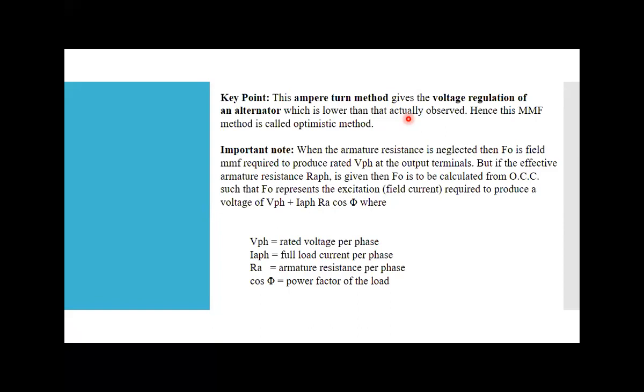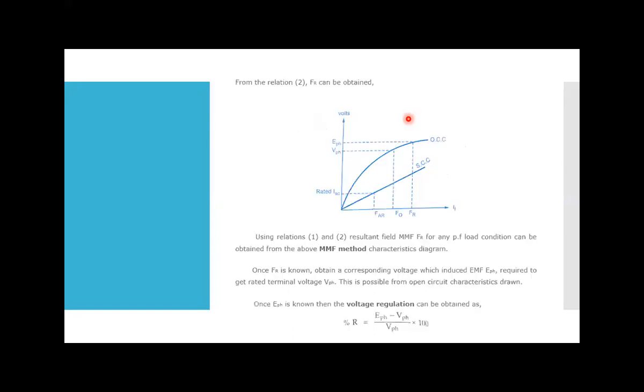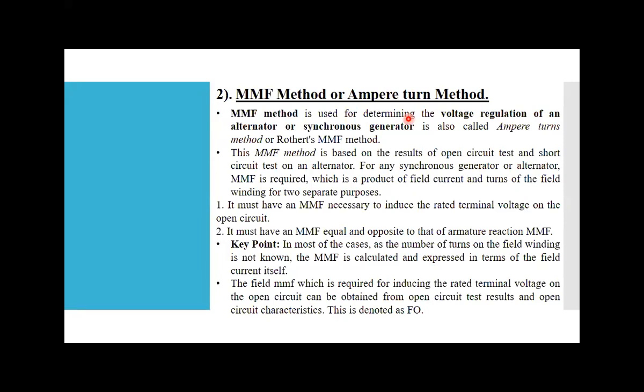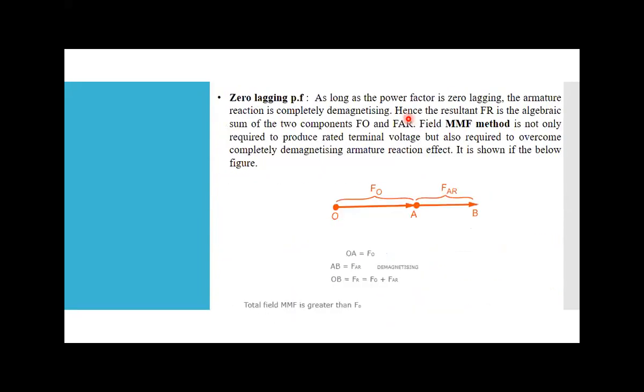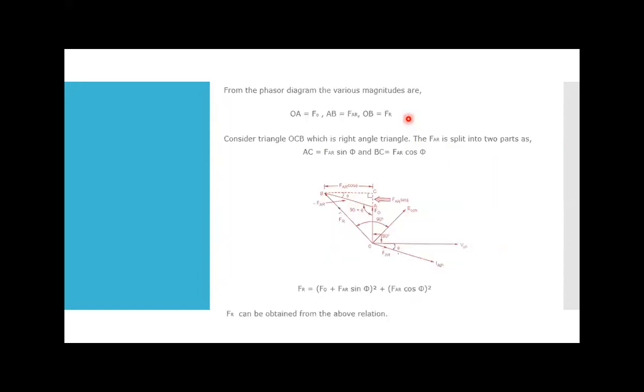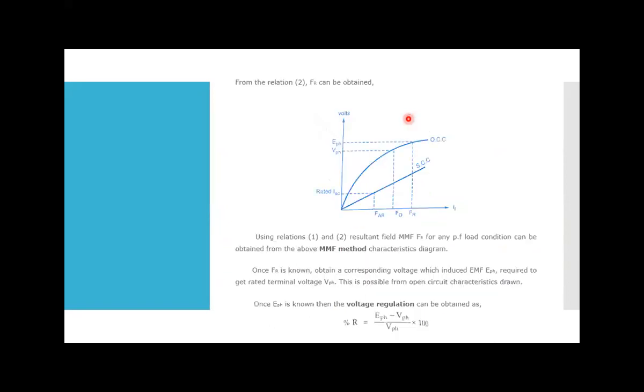Okay, then we are moving to the third method, which is known as the ZPF method, zero power factor method. That we will learn in the next lecture. So this is all about the MMF method to find the voltage regulation. Okay, if you are aware of the armature reaction, then these 3 slides are for the armature reaction only, and from that we are drawing the phasor diagram. And this is the open circuit test and short circuit test characteristic.